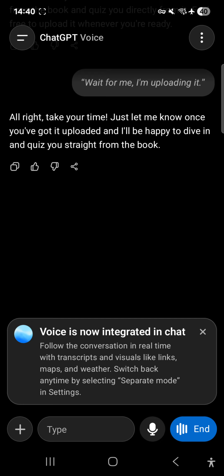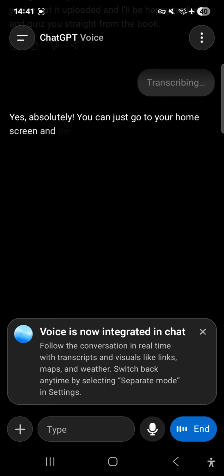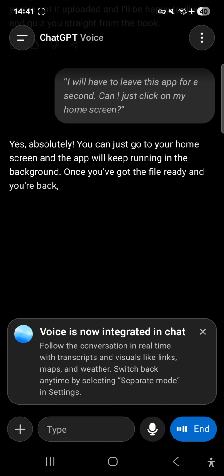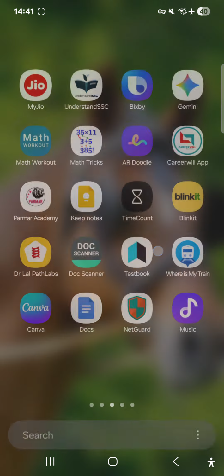I will have to leave this app for a second. Can I just click on my home screen? Yes, absolutely. You can just go to your home screen, and the app will keep running in the background.